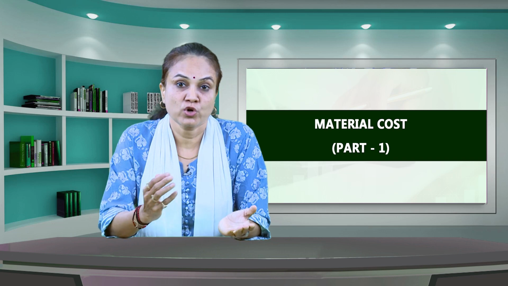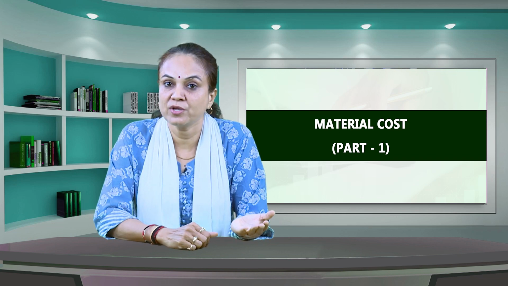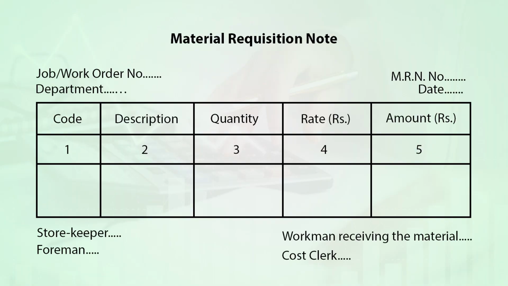Usually, 3 copies of material requisition are prepared. 1 copy for storekeeper, 1 copy for cost accounting department and 1 copy for the department initiating it. Let's have a look at the material requisition note. On the left hand side, it is written as job or work order number and the department which requires that material. On the right hand side, the MRN number, that is material requisition note number, and date are written.